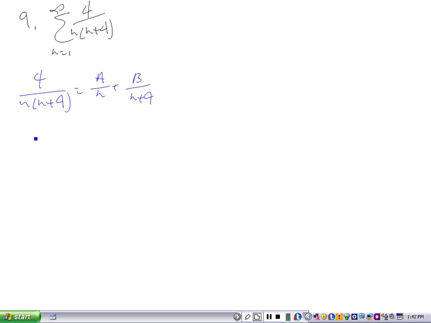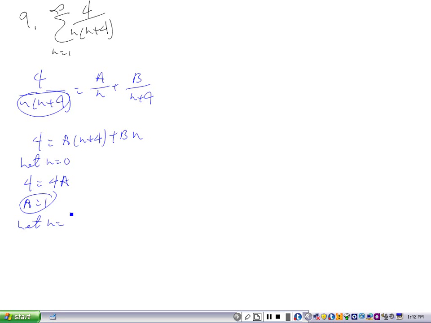And so we simplify this, multiply both sides by the LCD. We get 4 is equal to a times n plus 4 plus b times n. Let n equal 0, and we get 4 is equal to 4 times a. So a is equal to 1. And then let n equal negative 4. We get 4 is equal to negative 4b. So b is equal to negative 1.